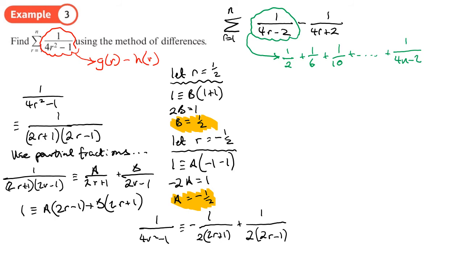Right, let's do the same for this one here. And we'll do that down here. Remember to put the big minus sign in because I'm subtracting one from the other. So again, substitute the values in. So if I substitute 1 in, I'll end up with 1 over 4 plus 2, 1 over 6.